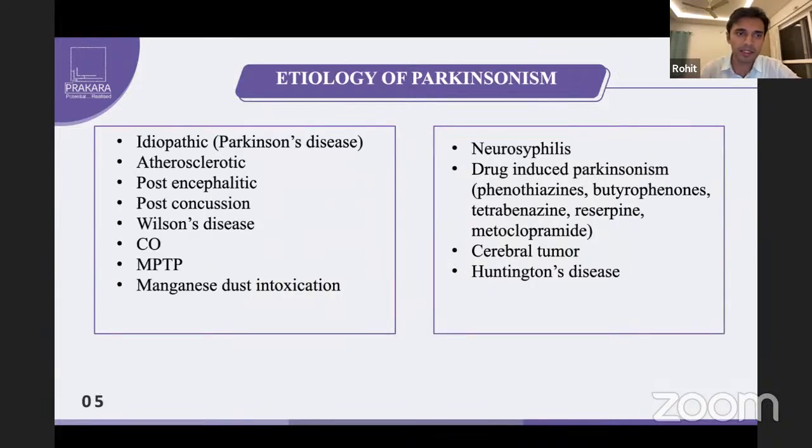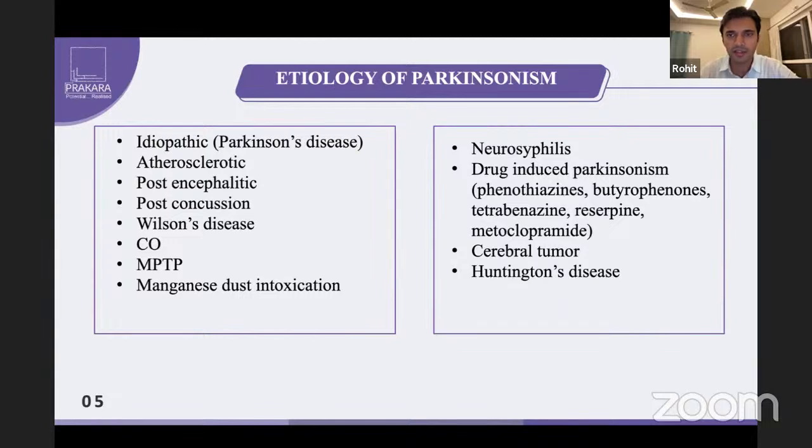So apart from idiopathic Parkinson's, we have atherosclerotic disease, which is predominantly the vascular Parkinsonism, or it could be post-encephalitic. A patient who had encephalitis can later on develop Parkinsonism. This is commonly seen in Japanese encephalitis. Or sometimes it could be post-trauma, post-traumatic brain injury, post-concussion also, patients can develop Parkinsonism. Or patients with Wilson disease, one of the commonest genetic causes of Parkinsonism being Wilson's disease, or carbon monoxide poisoning, or MPTP poisoning, or manganese dust intoxication also can lead to Parkinsonism.